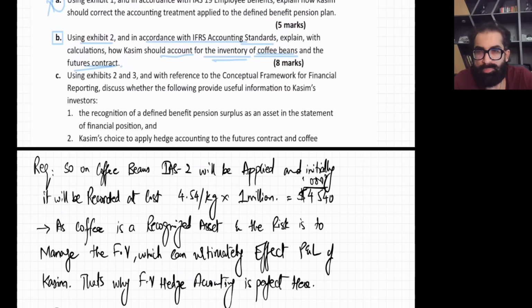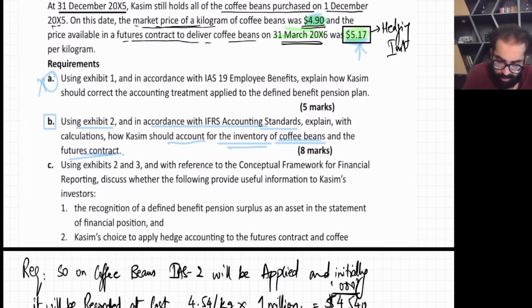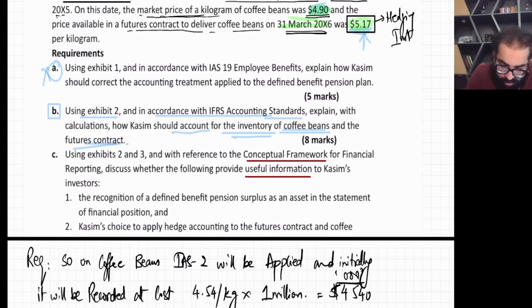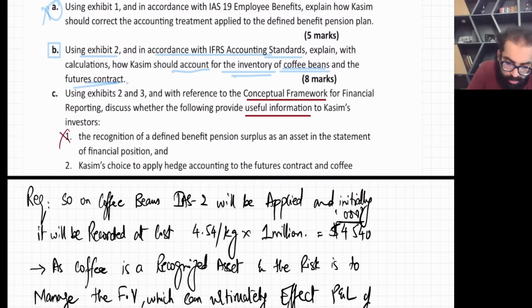Okay, now something related to the theoretical part, which is the framework. See, using exhibits 2 and 3 with reference to the conceptual framework for financial reporting, discuss whether the following provides useful information to Qasim's investors. We are not doing this part, the pension part. We are only doing the financial instrument part.